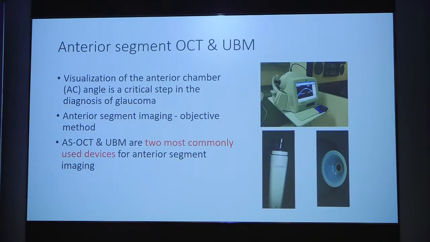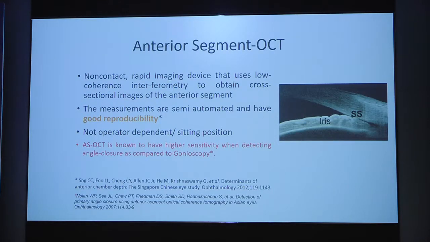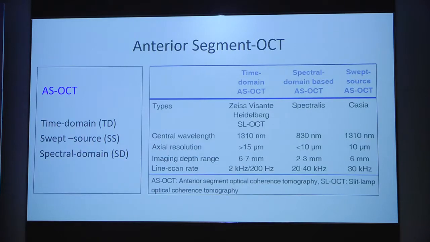Anterior segment OCT and UBM are the two most commonly used devices, and were discussed extensively by our predecessor speakers. Anterior segment OCT is a non-contact rapid imaging device that uses low coherence interferometry to obtain cross-sectional images. It has good reproducibility, it is not operator dependent, and patients are in a sitting position, which is the best. It is known to have higher sensitivity when detecting angle closure compared to gonioscopy, but it is less specific.